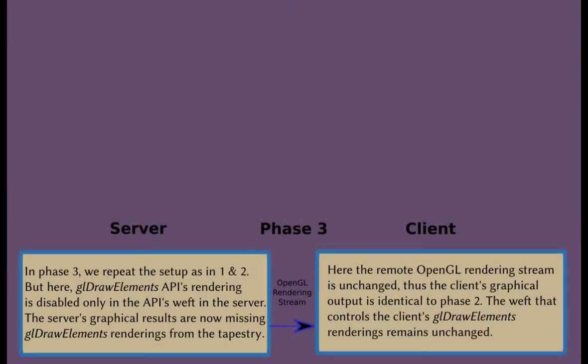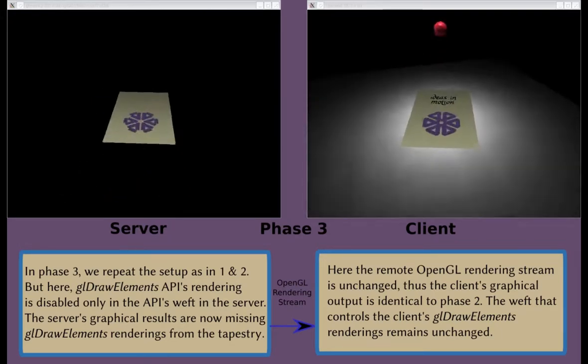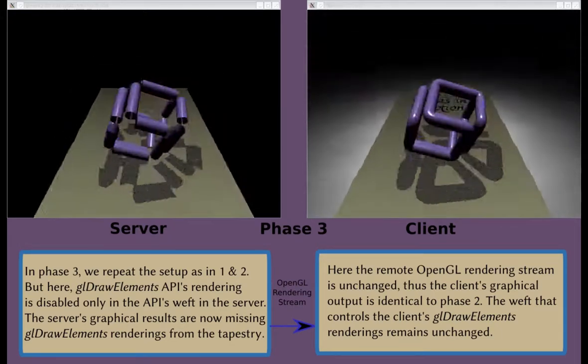In Phase 3, we repeat the setup as in 1 and 2. But here, GL Draw Elements API's rendering is disabled only in the API's weft in the server. The server's graphical results are now missing GL Draw Elements renderings from the tapestry.